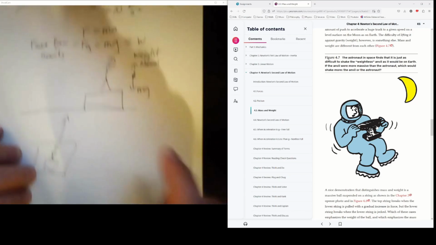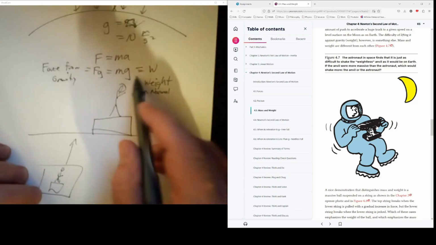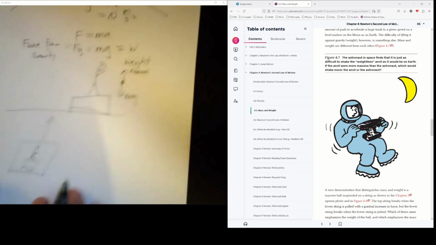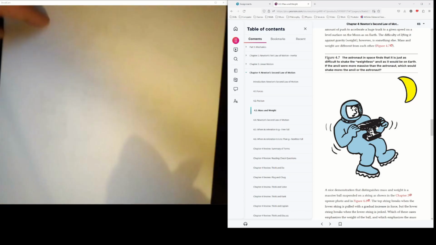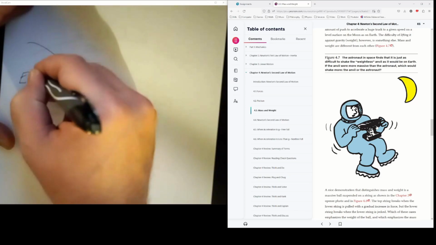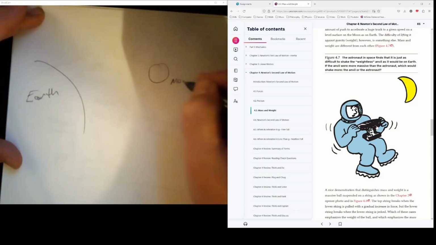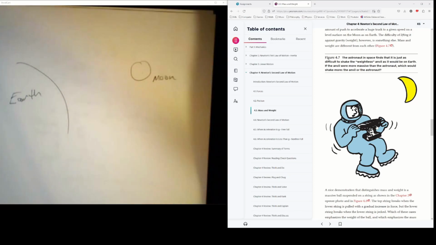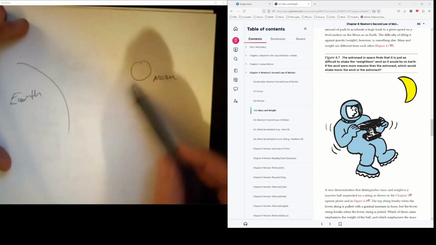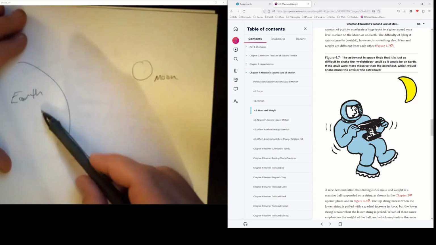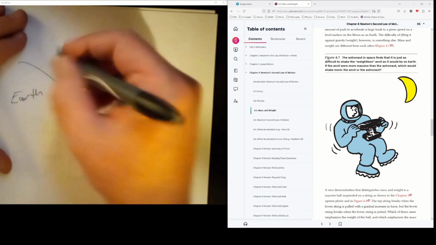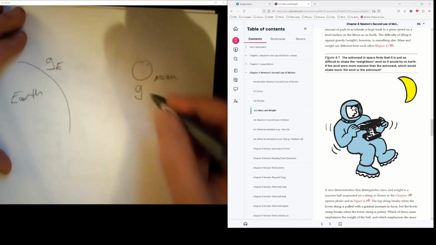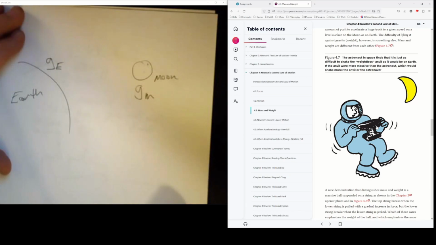So weight is the force of gravity. So if you go to, say, the moon, if we got Earth and here's the moon, well, the moon has a smaller gravitational field. Gravitational field is created by how massive something is. Since the Earth is much more massive, it has a stronger gravitational field, and we measure this to be g, but let me call that g Earth. On the moon, this is much less. The value for gravity on the moon is much less.